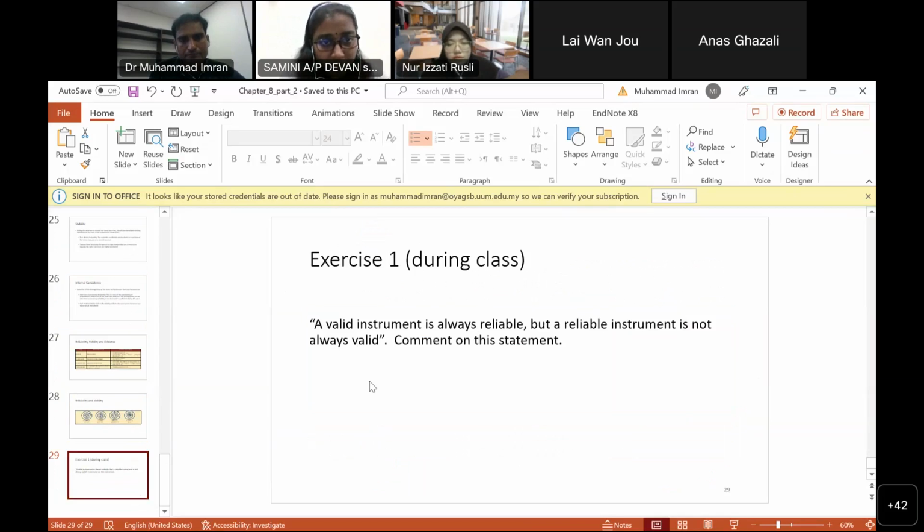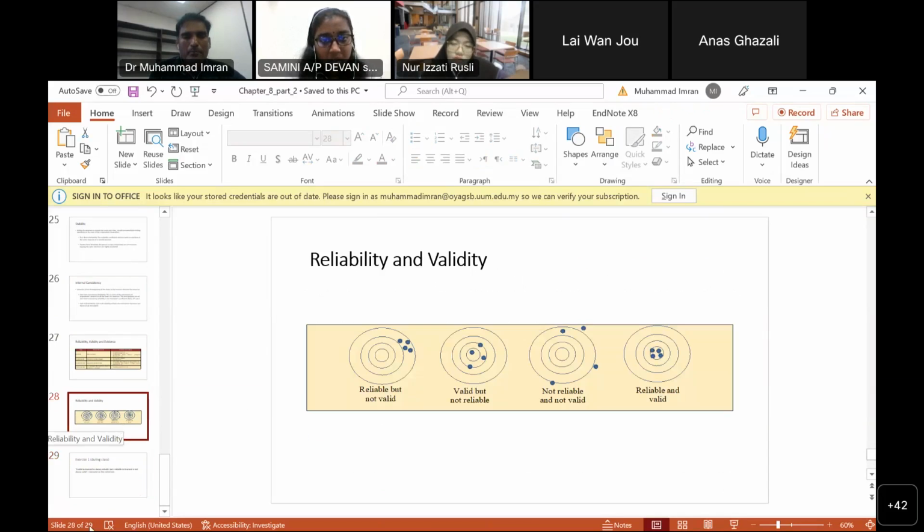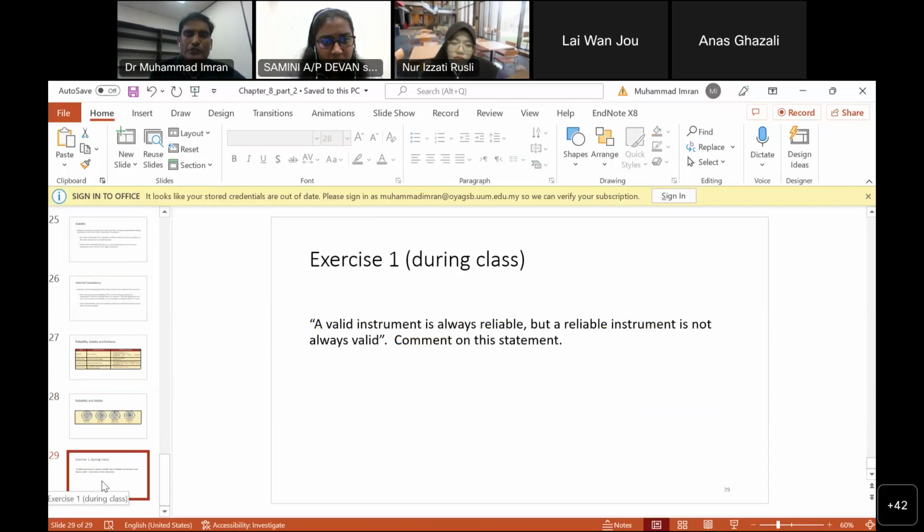Okay. A valid instrument is always reliable, but a reliable instrument is not always valid. Comment on this statement. Can you comment? Can you understand? By the way, our instrument should be valid first, then we can go for reliability. Understand? If our instrument is not valid, how can we say this instrument is reliable? It might be reliable for another thing, but not for our variables.